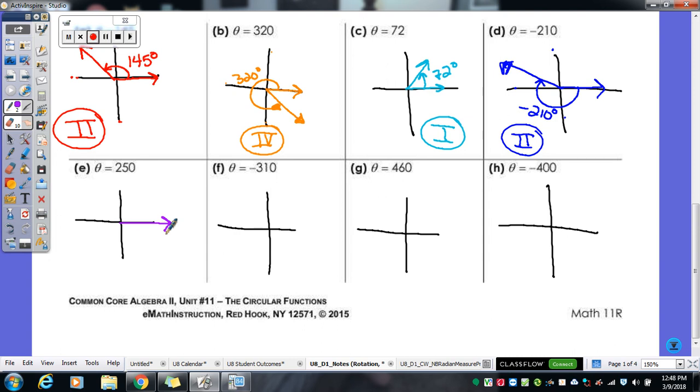All right, 250. Which quadrant are we going to be in? Third one, so we're going to be down here. 250 is actually a little closer to 270, so you want to put it a little closer to that 270. So we are down there in quadrant 3. All right, how about negative 310? That one's going to be up in quadrant 1, and since it's negative, it's going to go down and around.